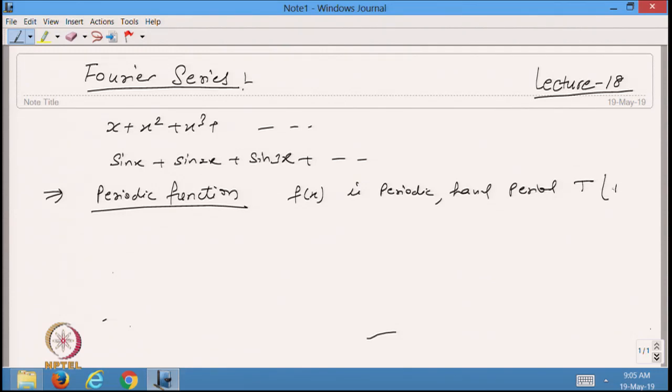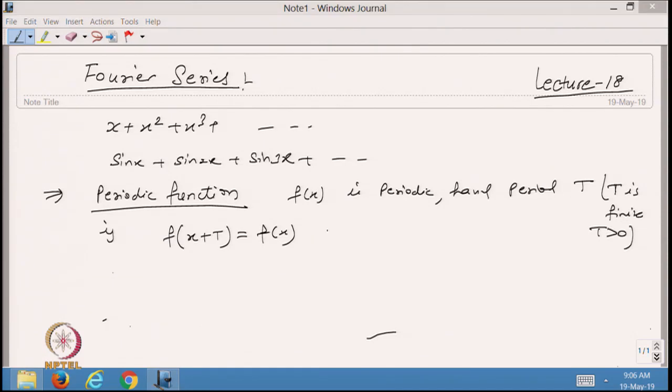You can say that T is finite and greater than 0, if my function f(x plus T) is equal to f(x). This is true for all x. Then we say that this function f is a periodic function and it has the period capital T.